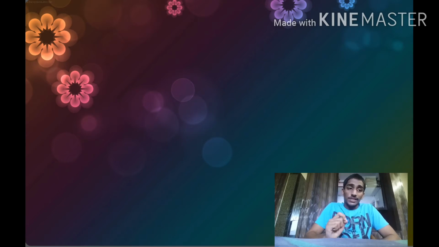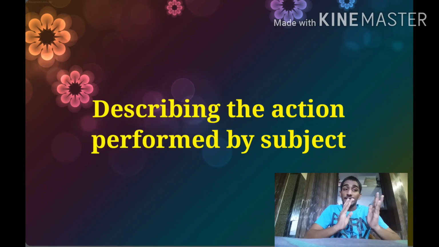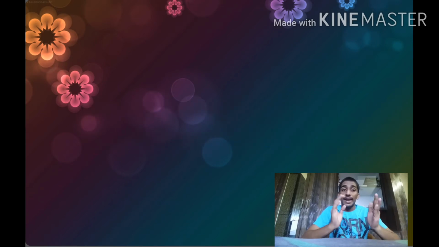Verb. Now what is a verb? As I told you in the definition, any word in the sentence which describes the action performed by the subject is called a verb. As I have given an example on the screen, he is walking on the road. Now walking here becomes the verb. Why is walking the verb? Because it is telling that that X person is walking on the road. The action of that person is walking on the road.